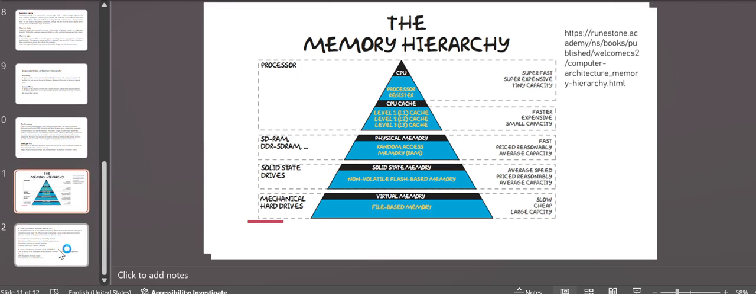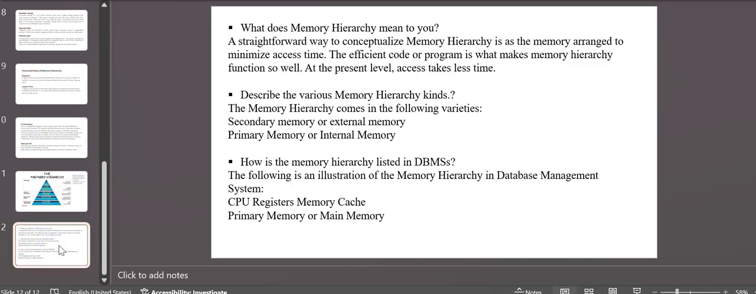Here you can see some of the questions: what does memory hierarchy mean to you? A straightforward way to answer is to describe what memory hierarchy means and the various memory hierarchy kinds. How would the memory hierarchy be illustrated in DBMS? The following illustration of memory hierarchy in database management: CPU, register, cache memory, primary memory, and main memory. You can see the questions and answers here.